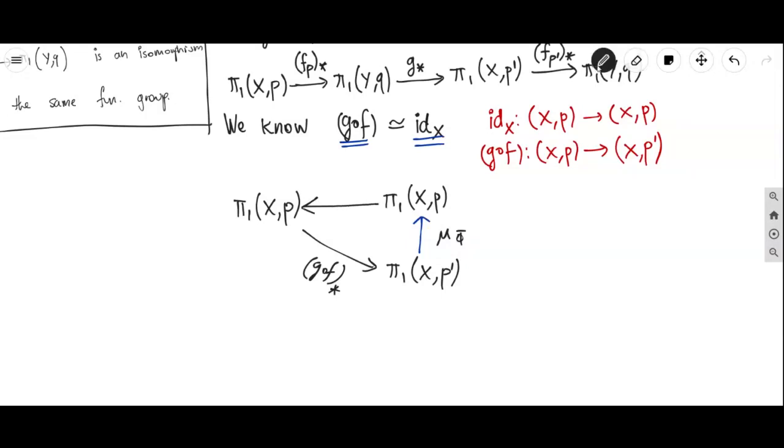So what does this show us? This shows that when you do G compose F star, this diagram commutes. So it's this followed by that: mu phi composed with, well, you would say composed with the identity, but there's no reason for you to even use the identity anyway. It's just this. This is an isomorphism.